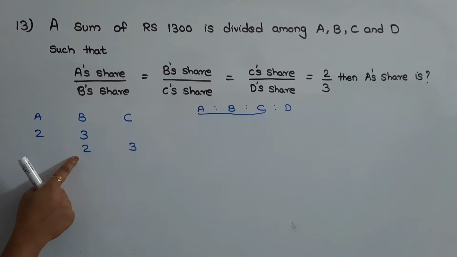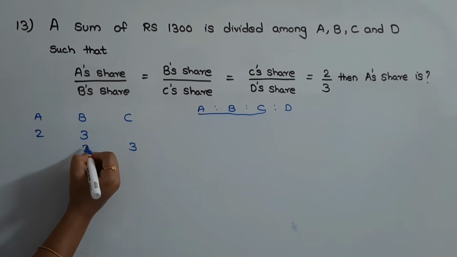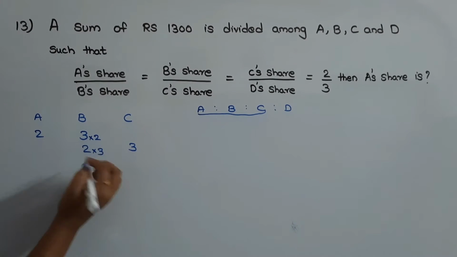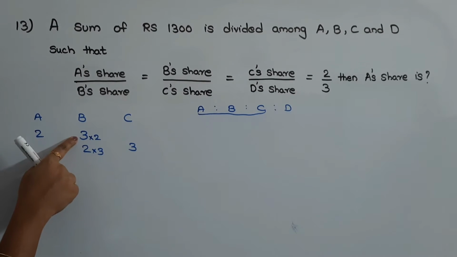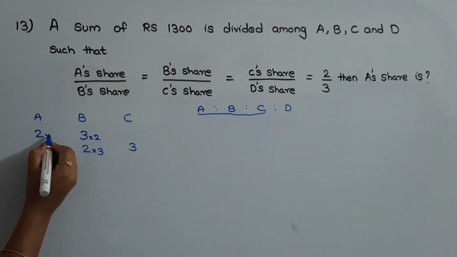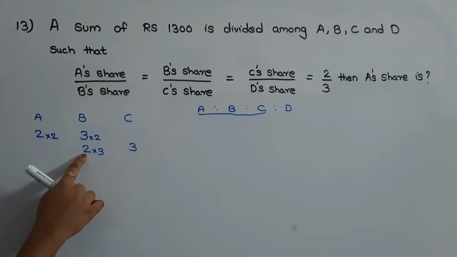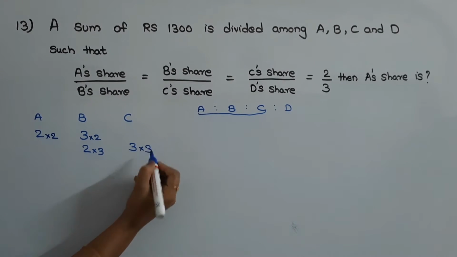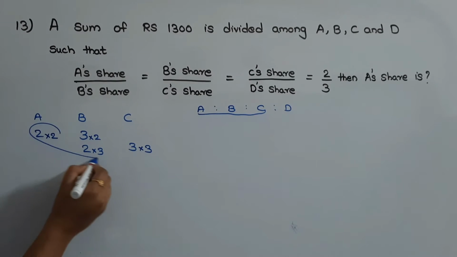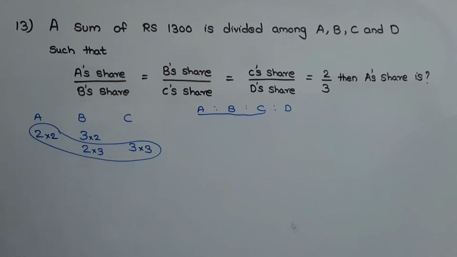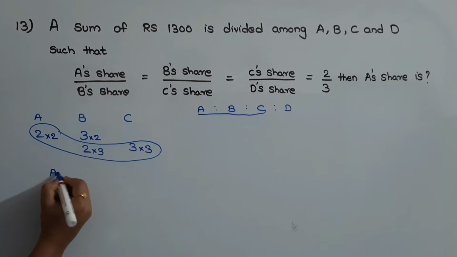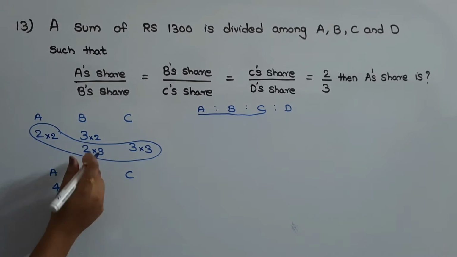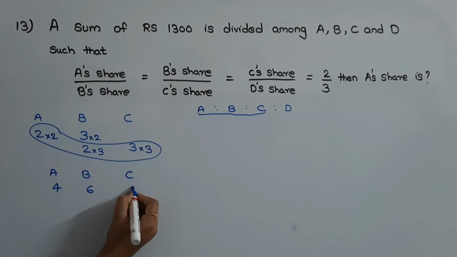So for that we need to multiply this 3 by this 2 and this 2 by this 3. But when we are multiplying this 3 by 2, we need to multiply this 2 also by 2. And when we are multiplying this 2 by 3, we need to multiply this 3 also by 3. So the ratio of A, B and C will be this one. So A is to B is to C will be 4 is to 6 is to 9.